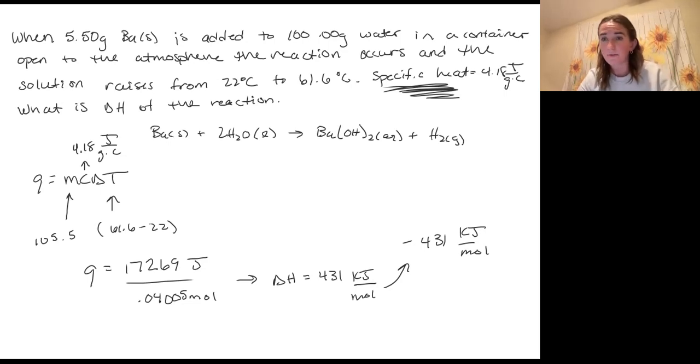Yes, if the change in temperature was 61.6 to 22, then it would be a positive delta H. Does that help clarify that? There's also one on your exam, mock exam A, question 8, I believe it is. That's very similar to this one, where you do have to change that sign.